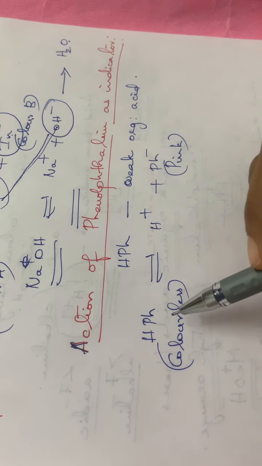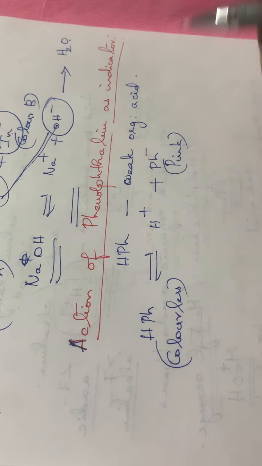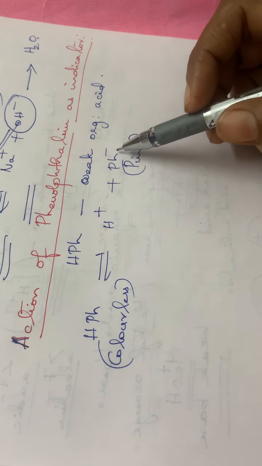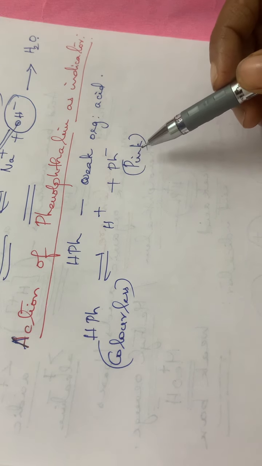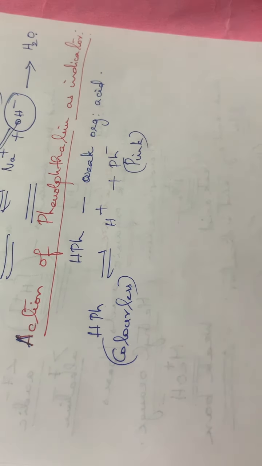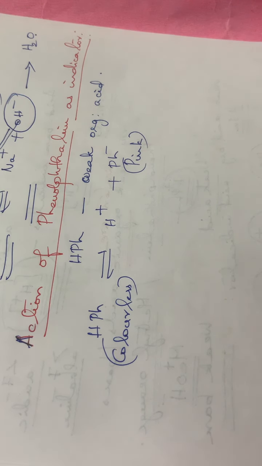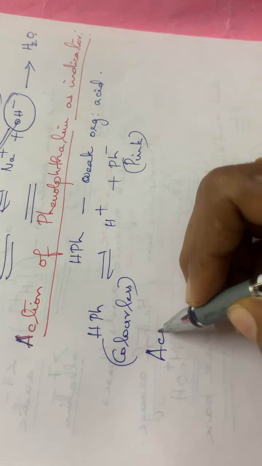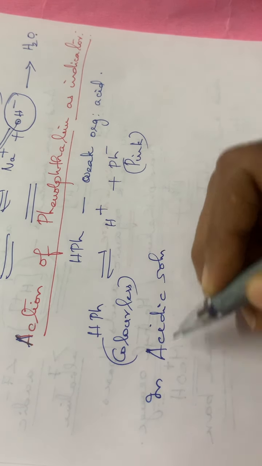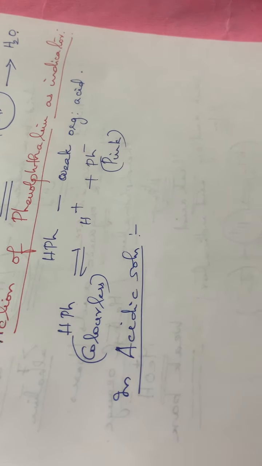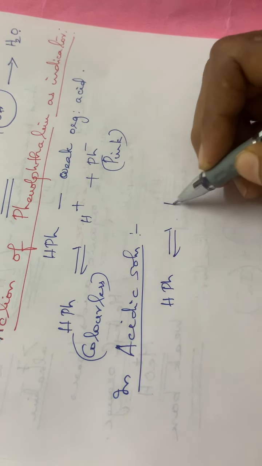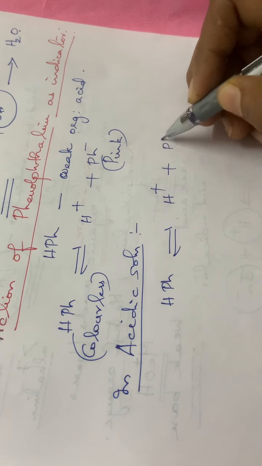So the unionized indicator phenolphthalein will be colorless, and the ionized indicator, that is in the pH minus form or in the ionized form, will have pink color. So let us see how this Ostwald's theory of acid-base indicators works. In an acidic solution, what happens is that this indicator HPH will be ionizing as H plus and pH minus.